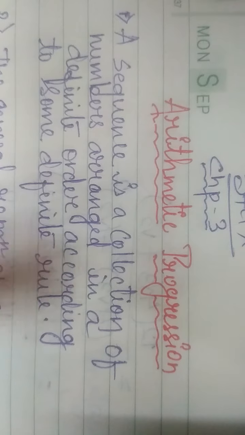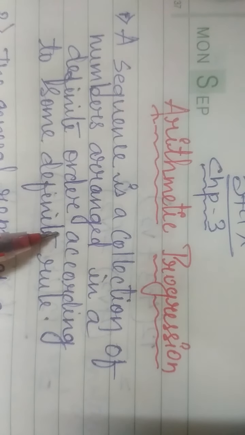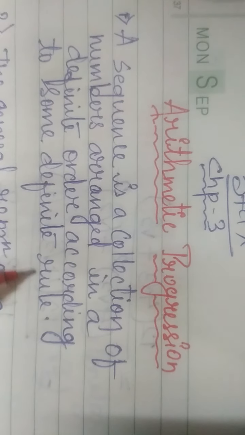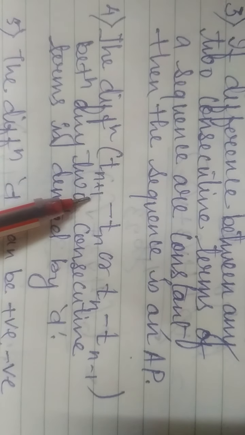A sequence is a collection of numbers arranged in a definite order according to some definite rule. So that is a sequence. Then the general representation of a sequence is a1, a2, a3, a4, and it goes on. If the difference between any two consecutive terms of a sequence is constant, then the sequence is an arithmetic progression. The difference, that is tn plus 1 minus tn or tn minus tn minus 1, between any two consecutive terms is denoted by d.